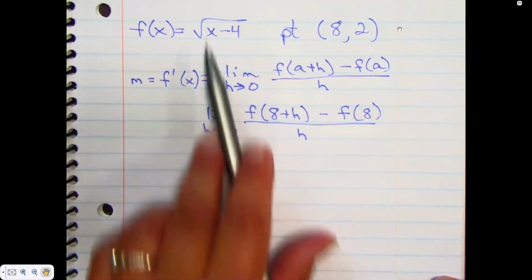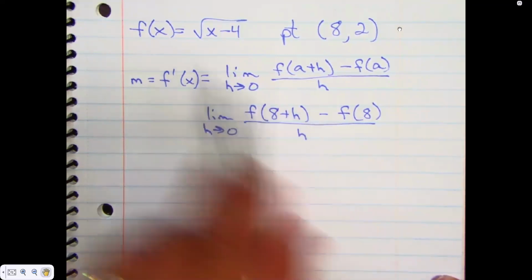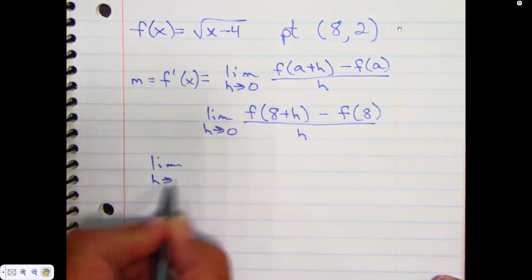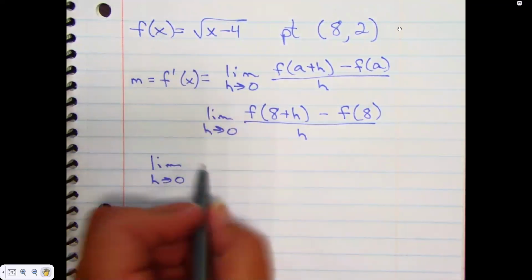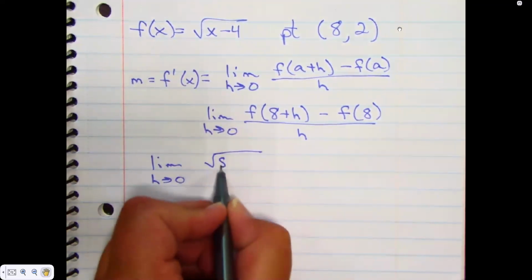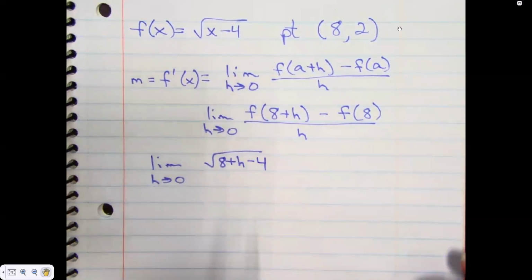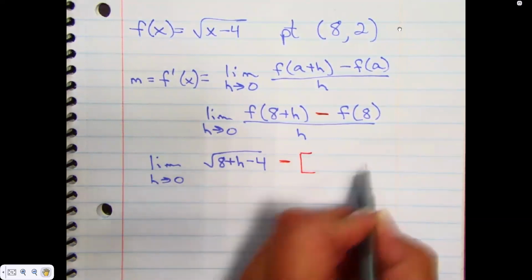Okay, so in place of x, we're plugging in the quantity 8 plus h. So remember, this tells us to go to the f function. So it's going to be the limit as h approaches 0 of, go to the f function, 8 plus h, and then I still have minus 4. Minus this minus is this minus, and we need brackets.